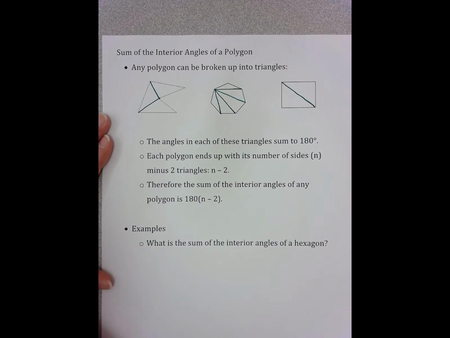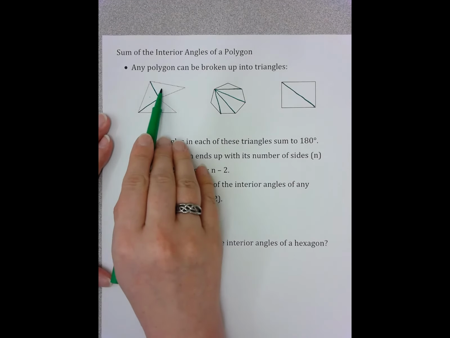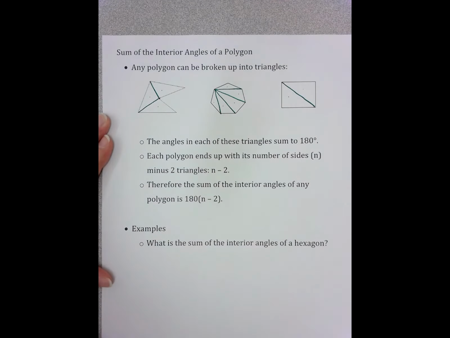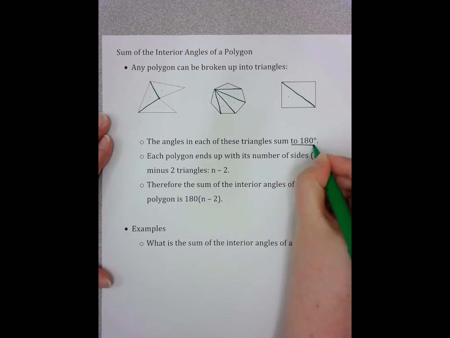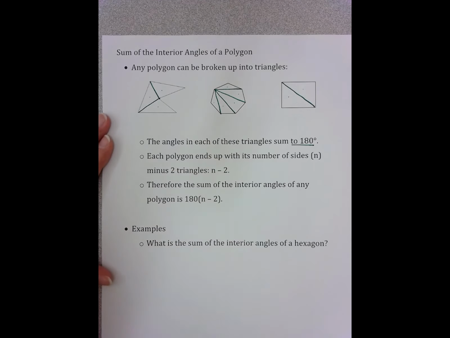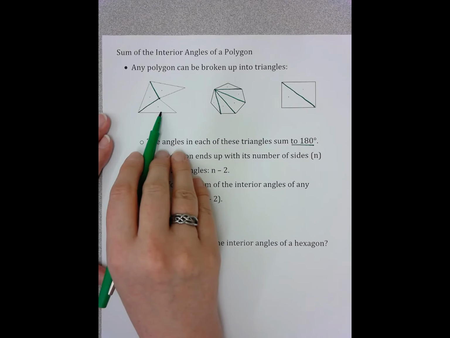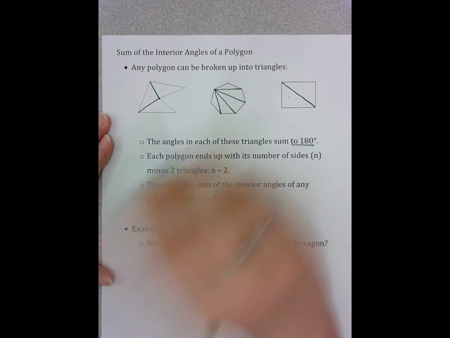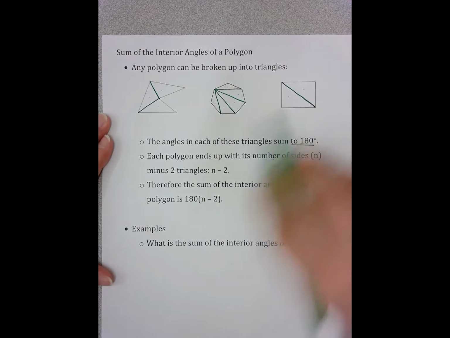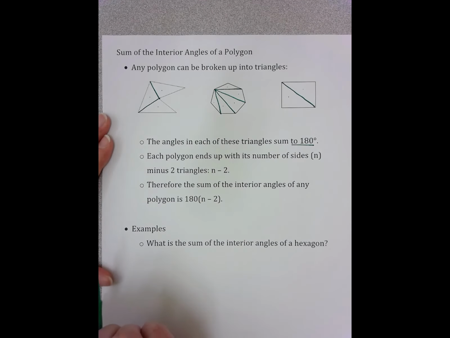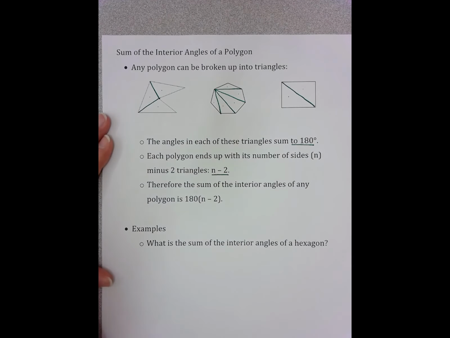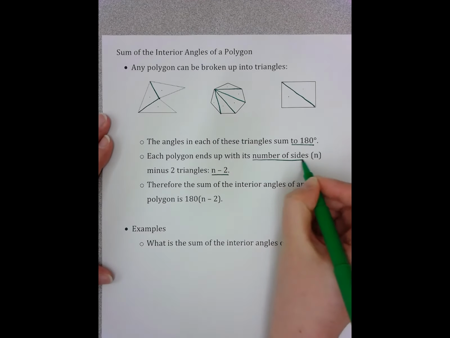We then know, back from Module 5, that each of these triangles has a sum. The angles add up to 180 degrees. We then notice the pattern that when I had a 5-sided figure, I got 3 triangles. A 7-sided figure gave me 5 triangles. A 4-sided figure gave me 2 triangles, which means the number of triangles that I can draw each time in the polygon is n minus 2, where n represents the number of sides.